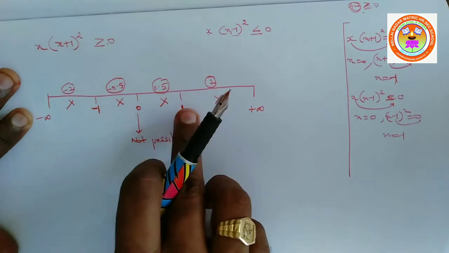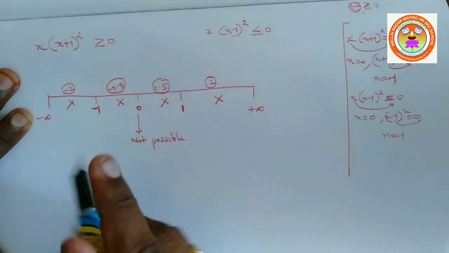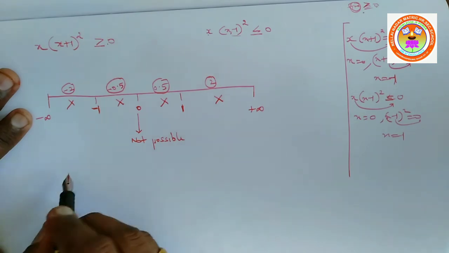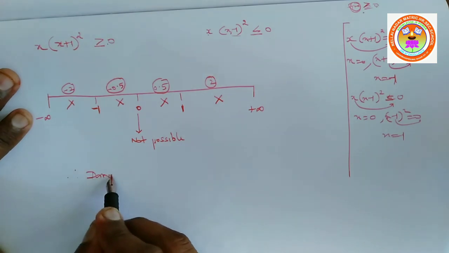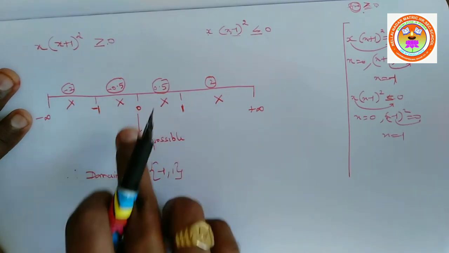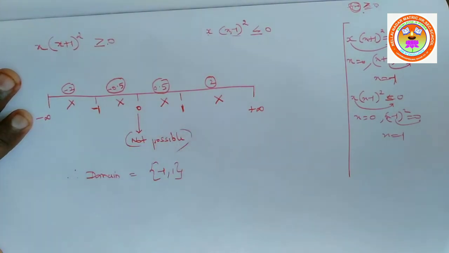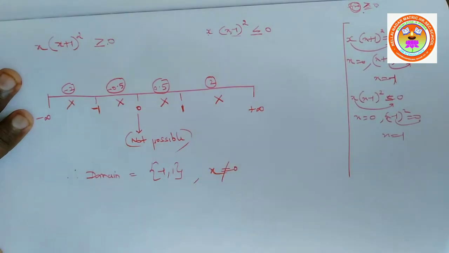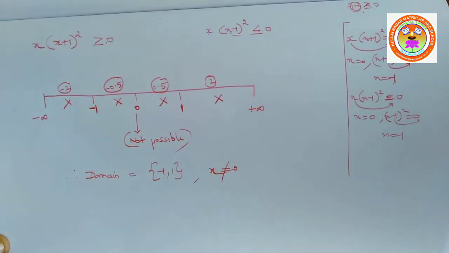So 0 is not possible. What is the answer? Minus 1 and 1 is the answer. Therefore, the domain is minus 1 comma 1. 0 is not possible. You need to write this. Otherwise, put a comma: x is not equal to 0. This you must write.